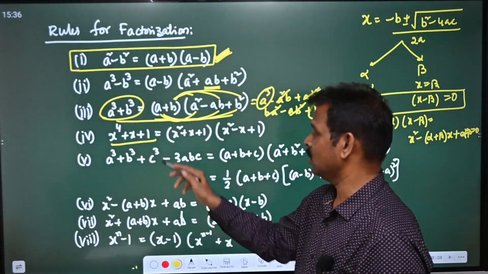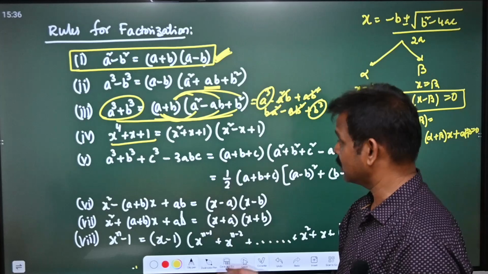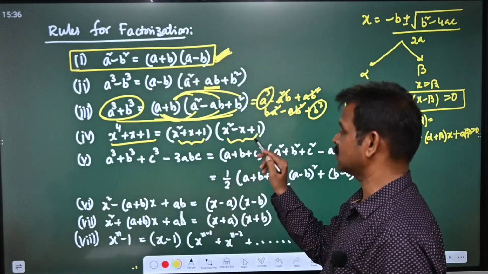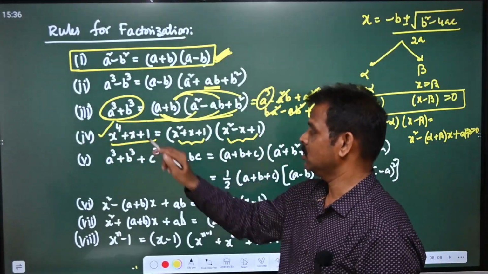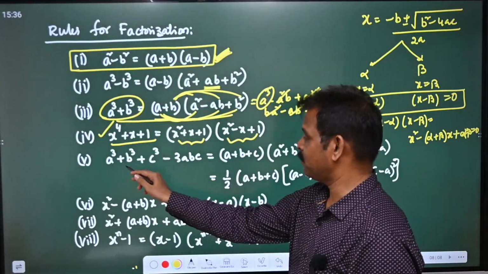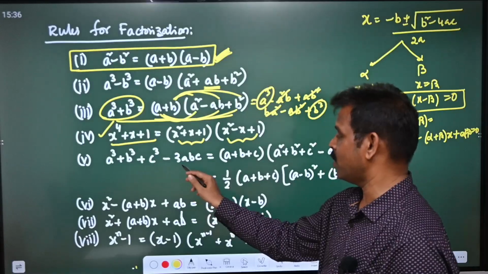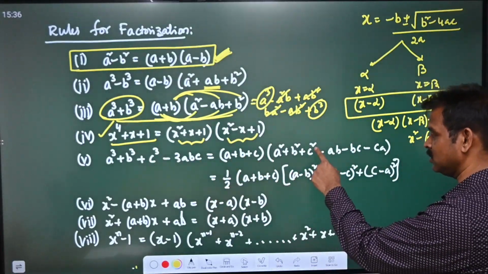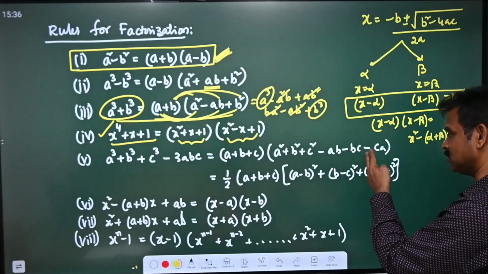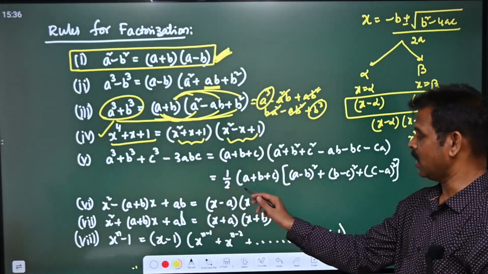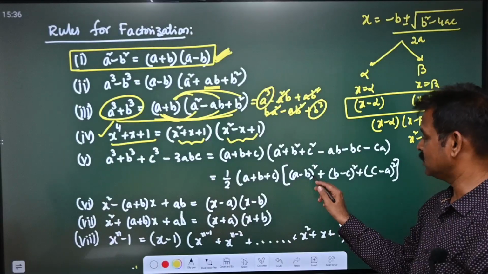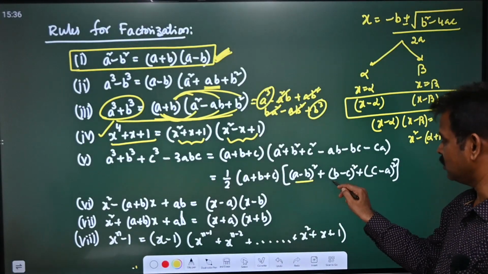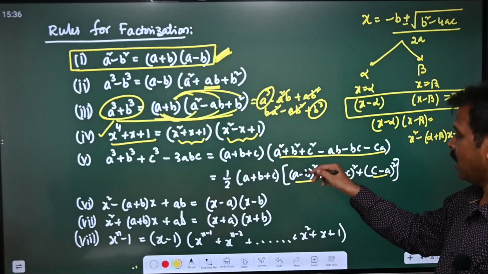Similarly, x power 4 plus x square plus 1 can be written as x square plus x plus 1 into x square minus x plus 1, and if you multiply these two, you will get this equation. Similarly, a cube plus b cube plus c cube minus 3abc can be written as a plus b plus c into a square plus b square plus c square minus ab minus bc minus ca, which can also be written as half into a plus b plus c into (a minus b) whole square plus (b minus c) whole square plus (c minus a) whole square. And if you expand this and add, you will get half of this.